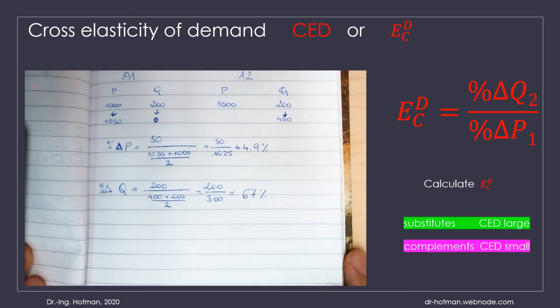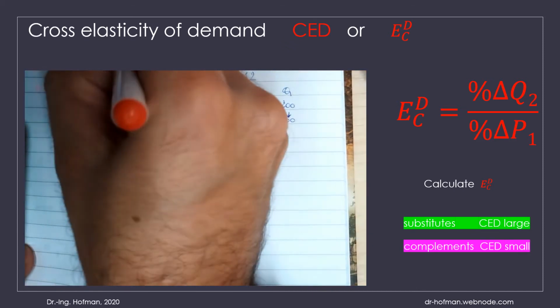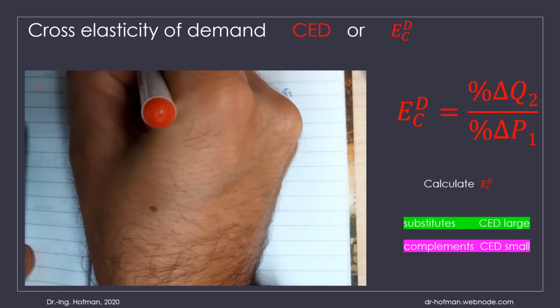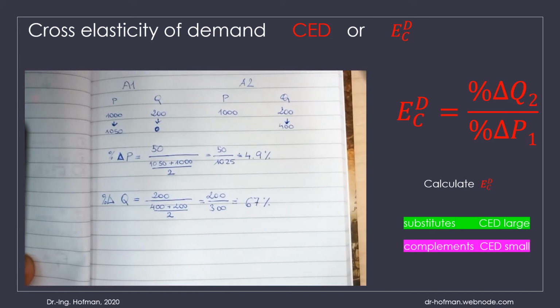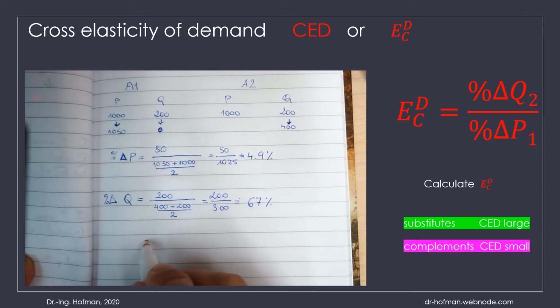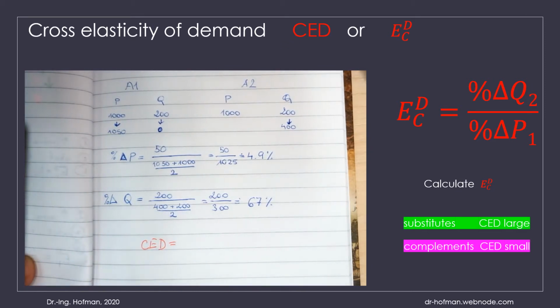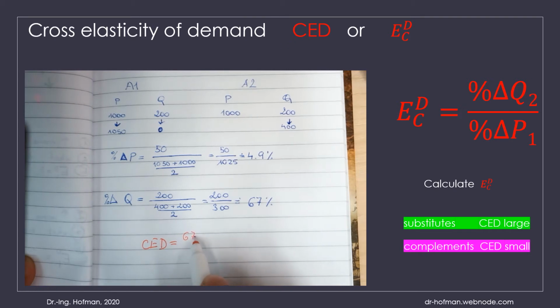And now cross elasticity of demand. With an A1 price change, that's what we call cross elasticity, because we're going from one good to another. For simplicity, let's say the price change is roughly 5%. Elasticity is the percentage change in quantity over the percentage change in price, which is 67% divided by 5%, and you get roughly 13.4.